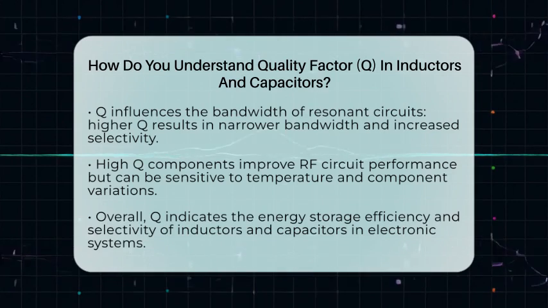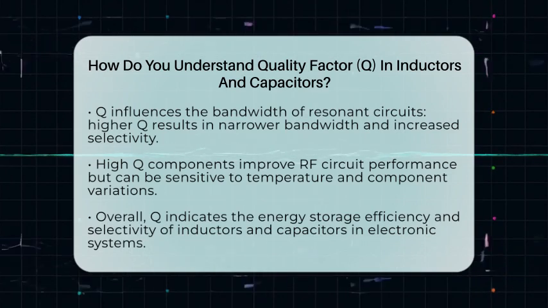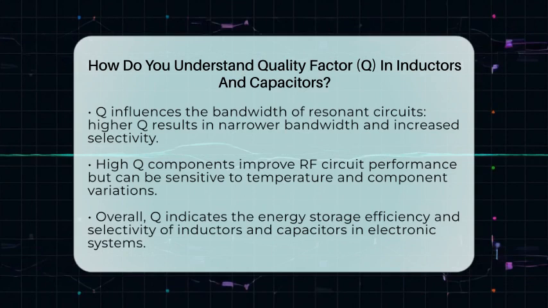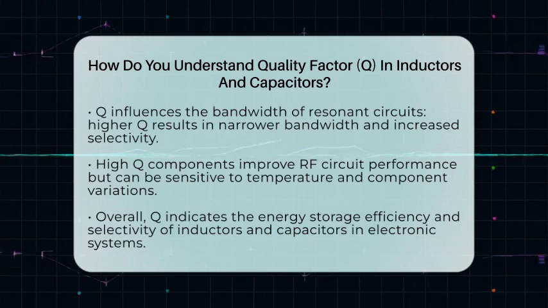But if the Q gets too high, the circuit can become sensitive to temperature changes and component variations, which might affect stability. To sum it up, the Q factor in inductors and capacitors is a measure of how well these components store energy compared to how much they lose. It's calculated by comparing reactance to resistance or ESR. A high Q means less energy loss, sharper resonance, and better performance in tuned circuits. It's a key parameter in designing efficient electrical systems that rely on precise energy transfer and filtering.